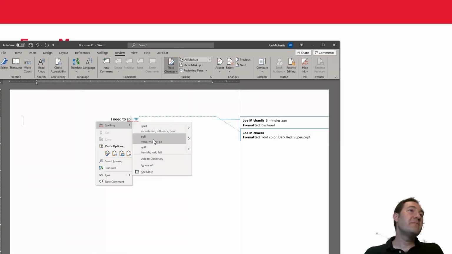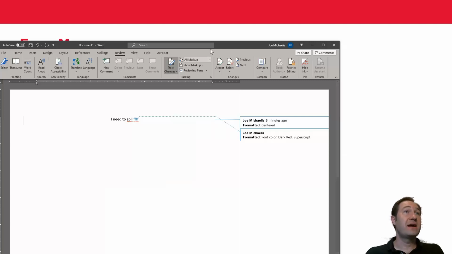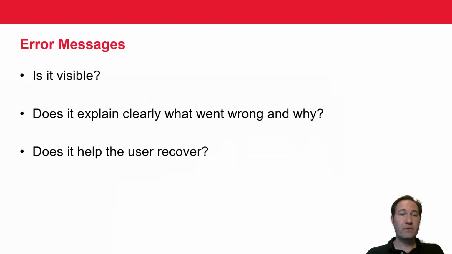So it may be that I misspelled it, maybe I actually wanted to spell it that way, so I need to add it to the dictionary, and there are some more options in here too. So right click often gives me some options on how to handle some of these errors that I may have made in there. Okay.